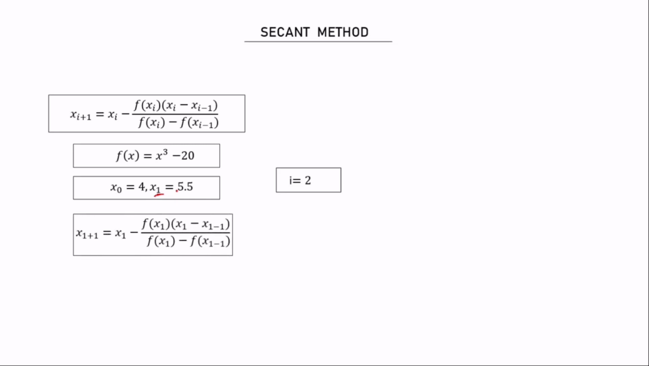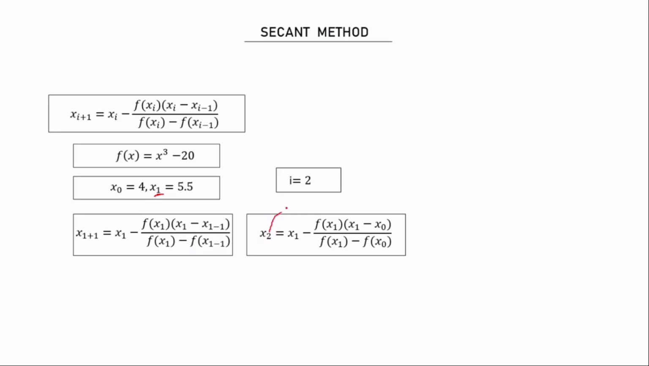We therefore apply the formula when i is equal to 2. At i equal to 2, that means x subscript 2. We have our x_i to be x1. So x_(1+1) is equal to x1, which is the same as x_i, minus the function value of x1, bracket open, x1 minus x_(1-1), all over the function value of x1 minus the function value of x_(1-1).